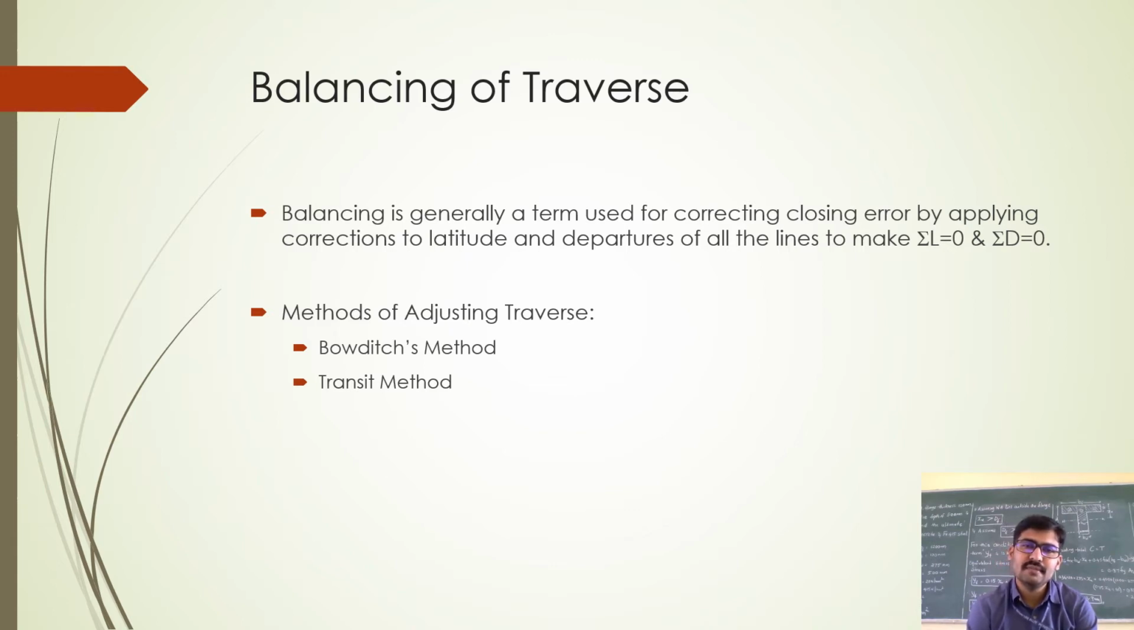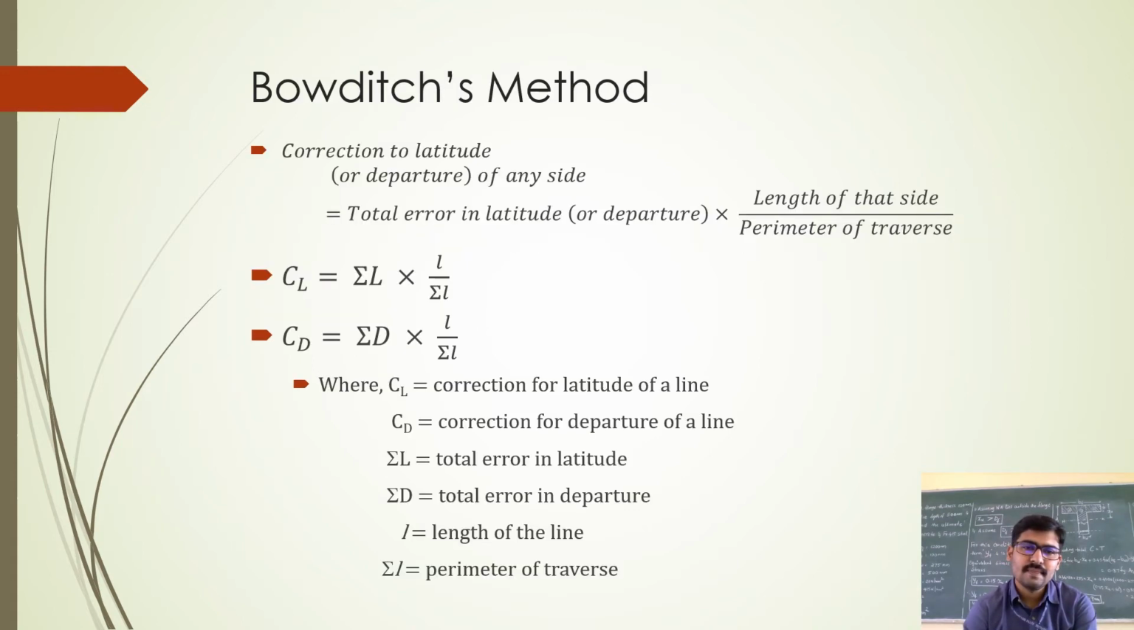Actually there is one more method, which is the graphical method, which is not in your syllabus, but still if you want, you can go through that, right? So the first method is Bowditch method and the second method is transit method. They are almost the same and only differ in their formula. So let us see what the Bowditch and transit methods are. The first one, Bowditch method.